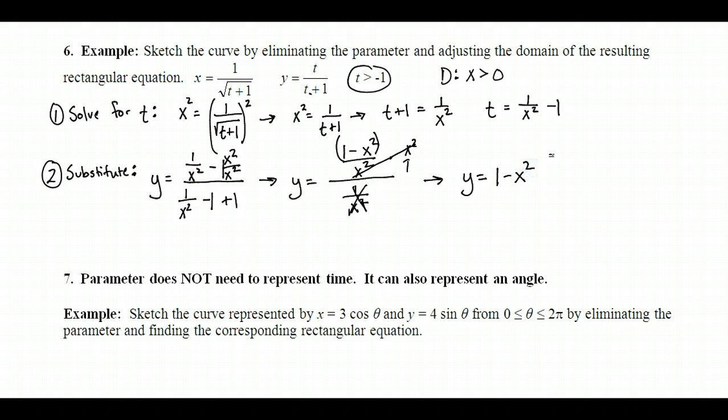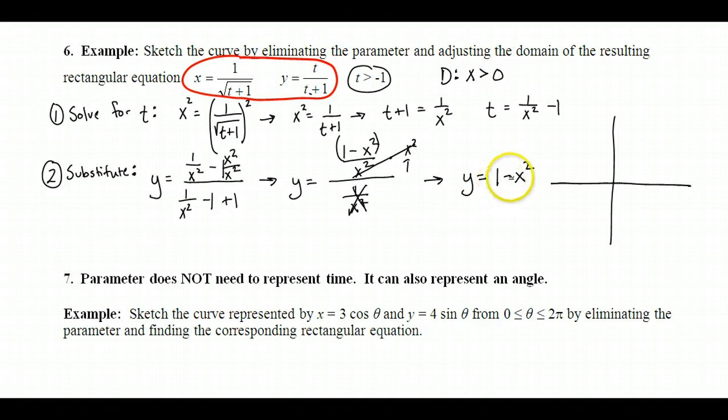Well, in the rectangular sense, that's really nice because I know exactly what that graph looks like. Compared to when it's parametric, if I look at this, I have no idea what I'm graphing. We're just not used to dealing with parametric. But when I look at rectangular, I can graph that very, very easily. So if I graph y equals 1 minus x squared, here would be 1, negative 1, a positive 1, and I know my graph would look like this. It's a parabola.